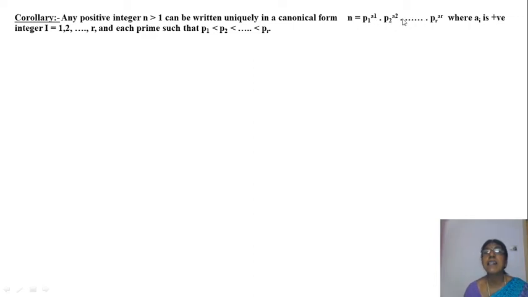This means ascending order. Prime numbers are in ascending order. Uniquely expressed means everyone cannot write in whatever order they like.